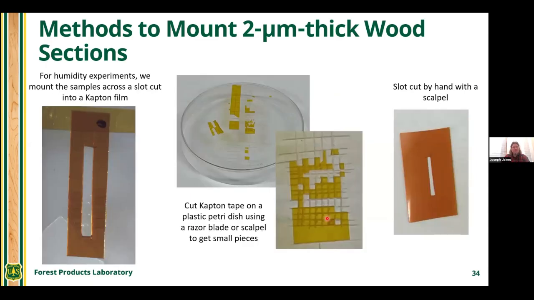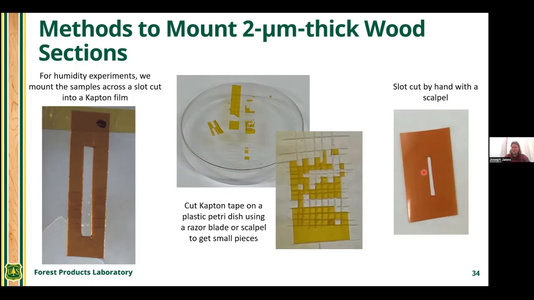So for doing humidity experiments, what we devised is we have to have longer sections, and then we tape them over a slot cut into a Kapton film. To make the small pieces of tape, the trick here is we just take a plastic Petri dish, put a piece of Kapton tape on it, and then you can just cut little pieces with a scalpel or razor blade, and then use your wood spatula tool or fine tweezers to pick off little pieces. And then we just cut the slot in the Kapton film by using a scalpel by hand.